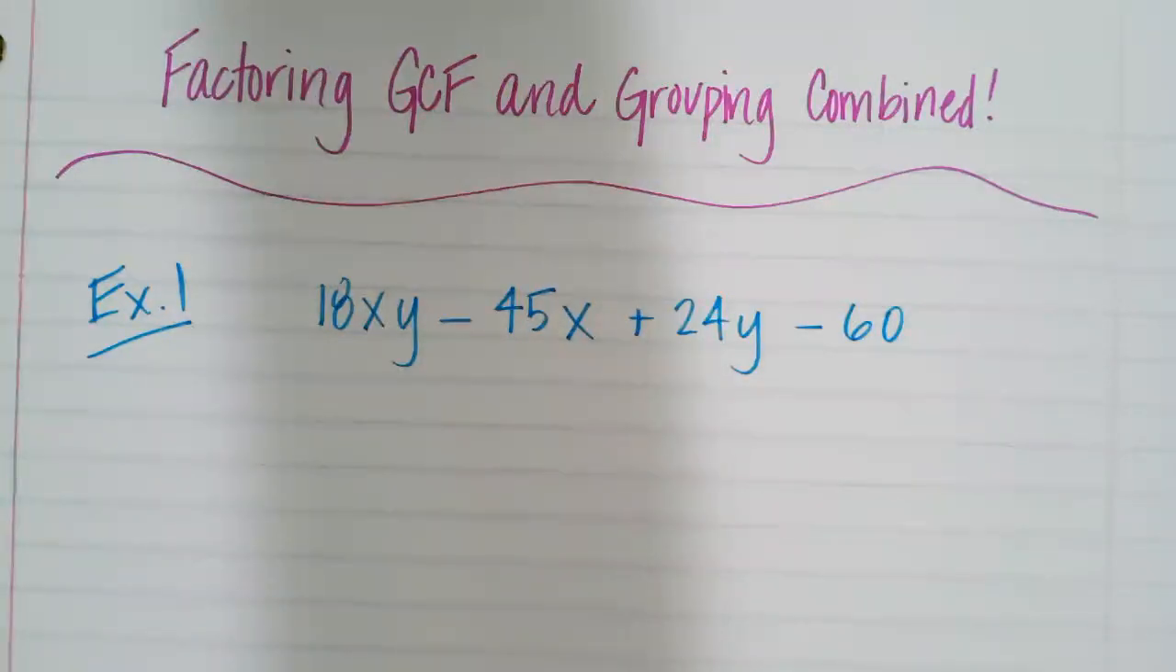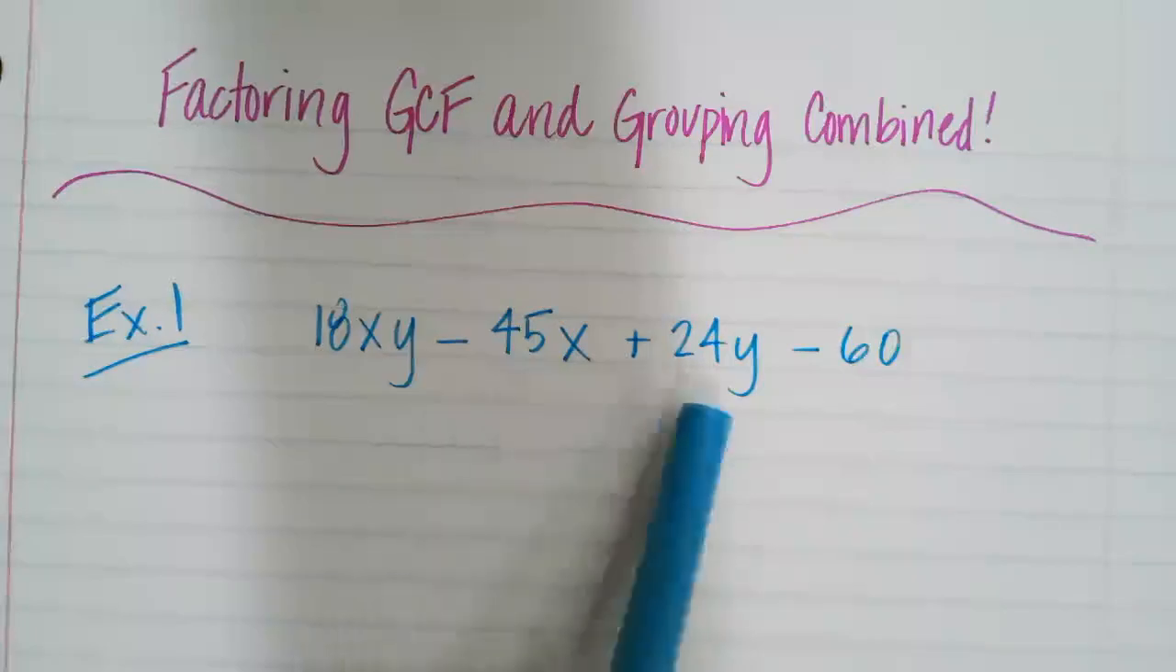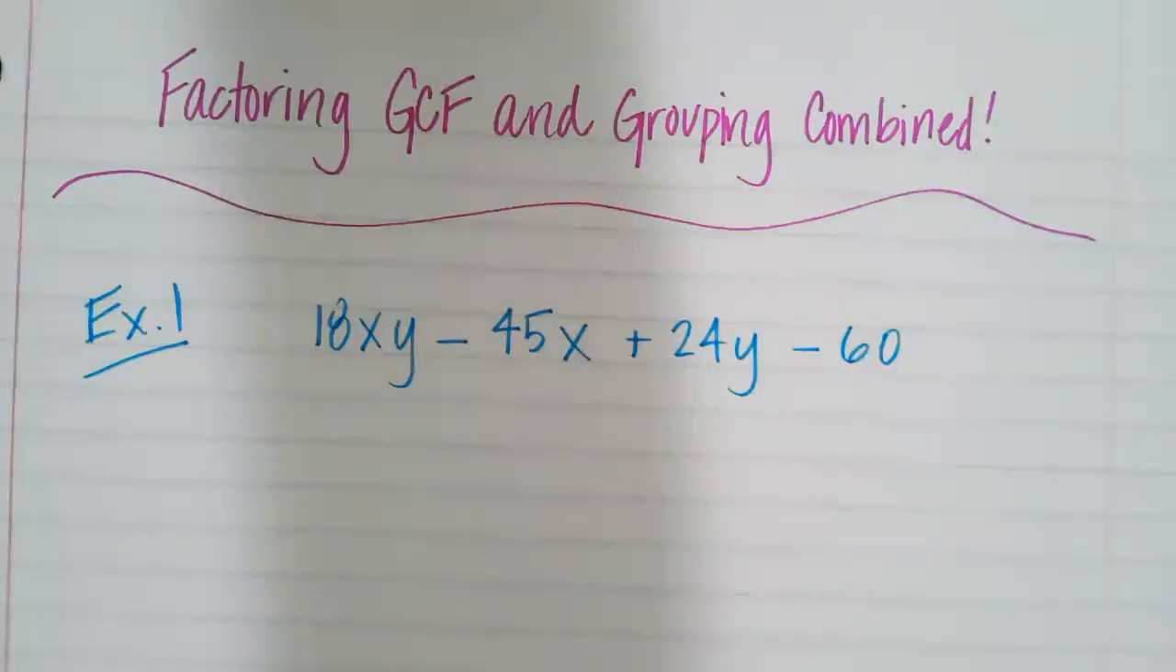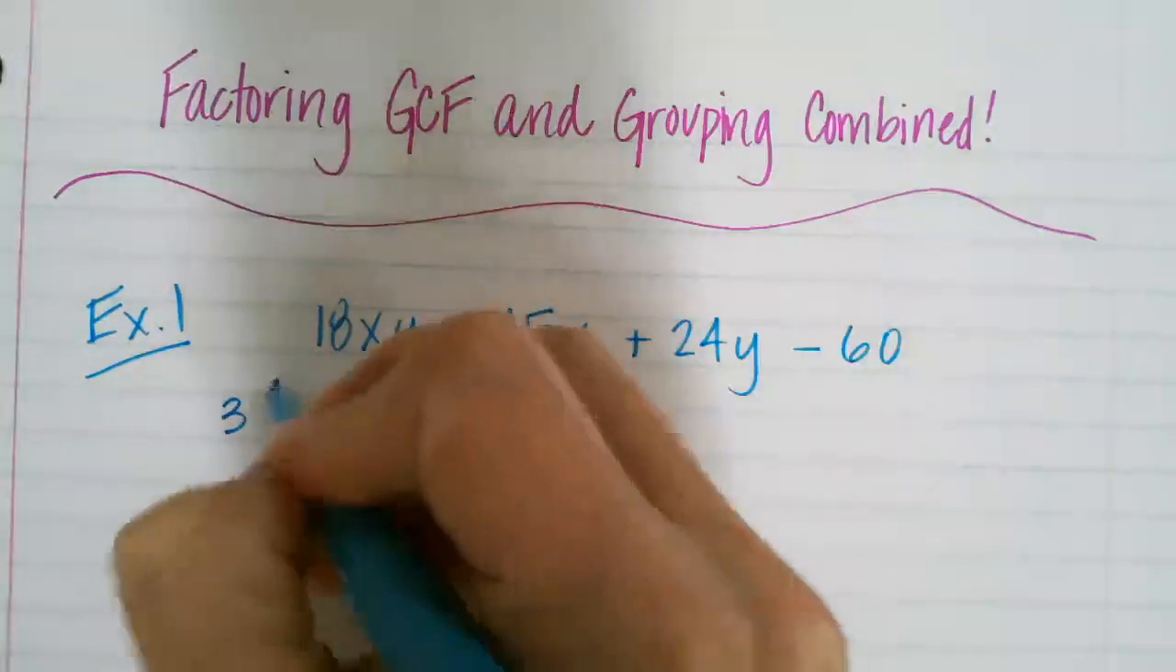Truly, it doesn't have to be done first, but the advantage and the reason why we encourage you to do this first is because it's going to make all of these numbers smaller. So if we can find a number that will divide into all of those and take that out, what we'll be left with will be easier for us to factor. So looking at 18, 45, 24, 60, all of those can be divided by 3. So I am going to take out a 3.